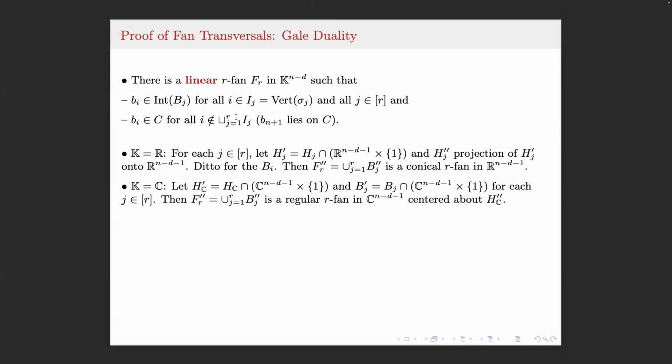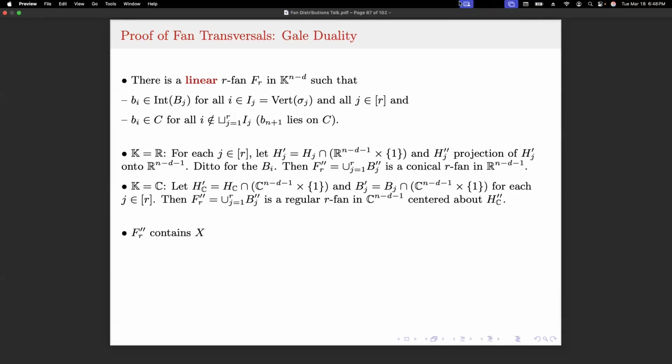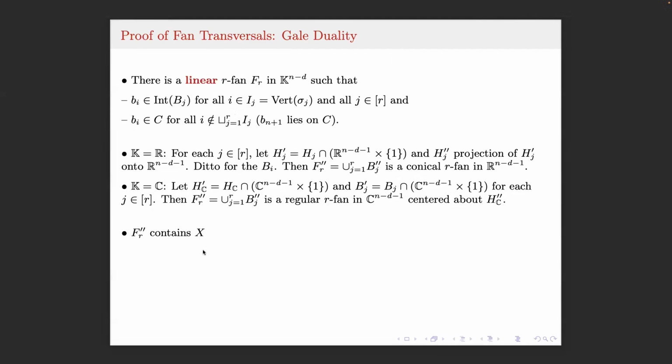Likewise, we do the same thing when we're looking at the complex case. We look at the intersection of the linear complex hyperplane with the height 1 space, n minus d minus 1, and likewise for the fans and the blades. Project down, and again, we have a regular R fan centered about a complex hyperplane. So by construction, our R fan in Kn minus d minus 1 contains every point of x, because the other one contained everything at height 1. So it's distributing.